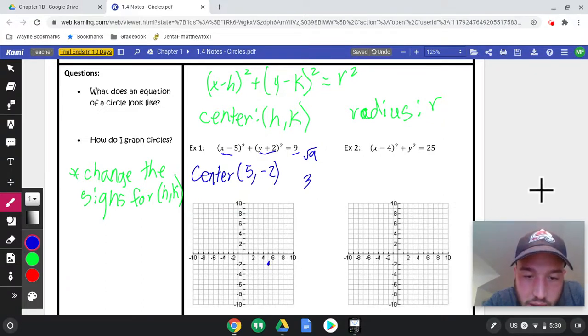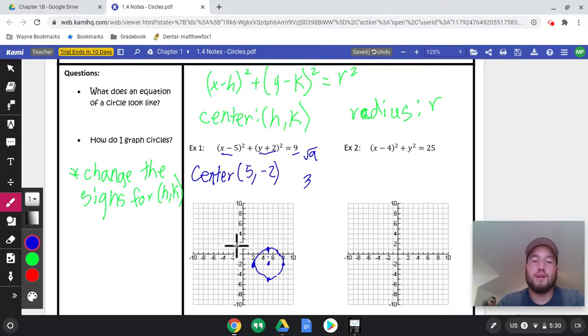So down 3, right 3, up 3, and left 3. And all we got to do is draw it in and try to make it as circular as possible. Obviously, my picture is not perfect, but we should have a circle shape there, okay? And you'll get better at drawing circles as we go.